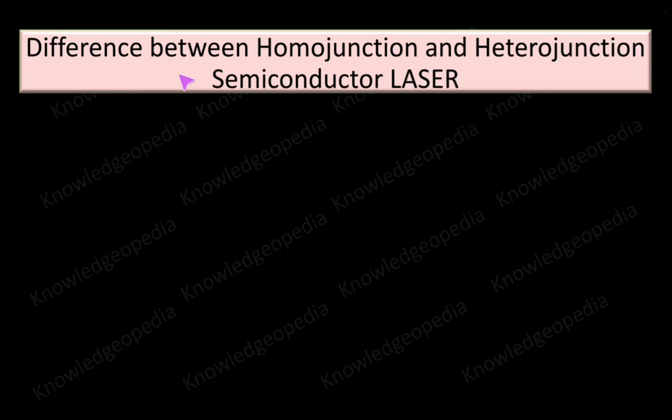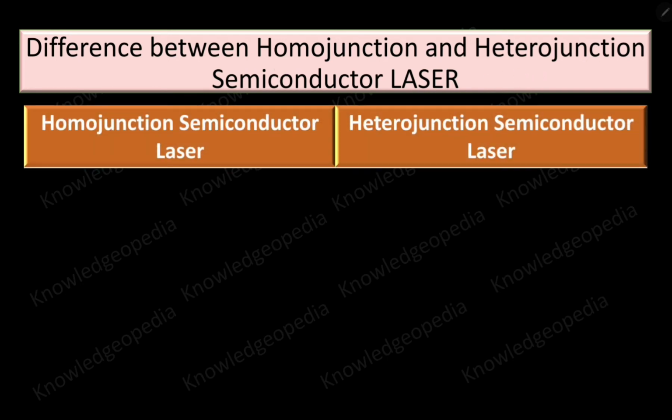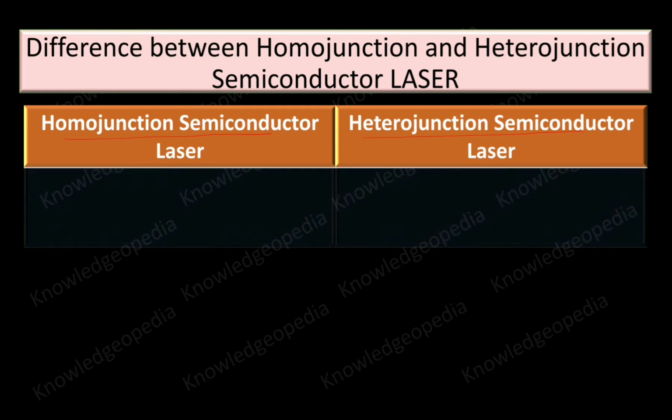To sum up the differences between homojunction and heterojunction semiconductor laser, I have made one table in which there are two columns. The first column is for homojunction semiconductor laser and the second one is for heterojunction semiconductor laser. So let us sum up the differences between these two.